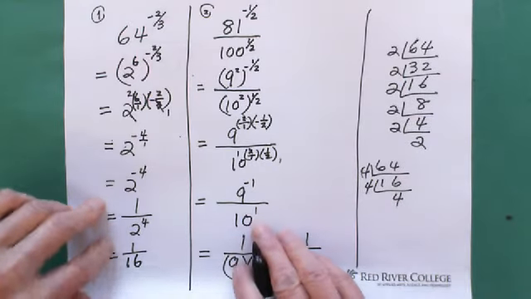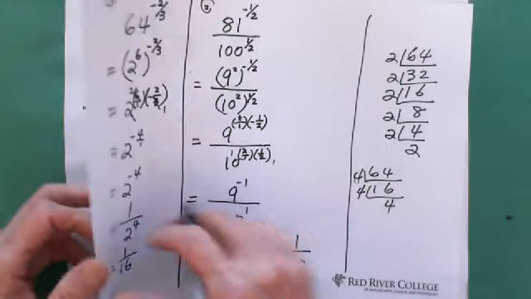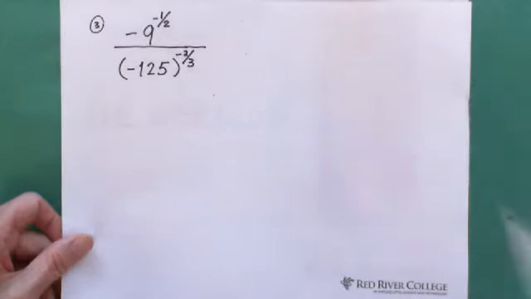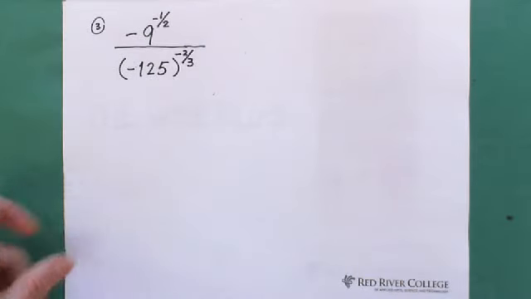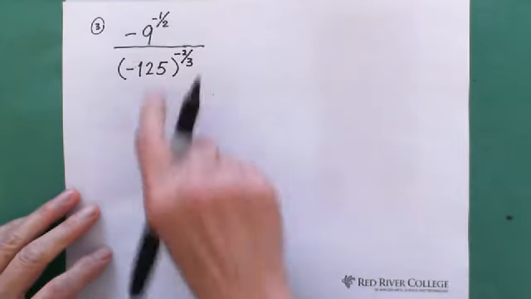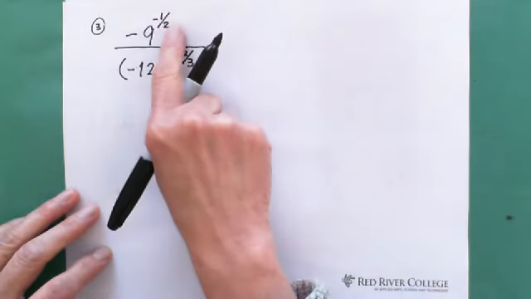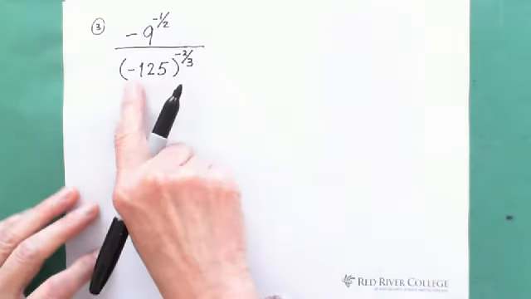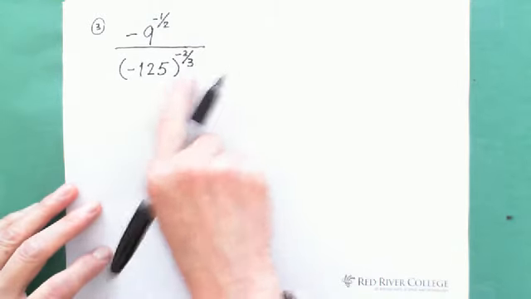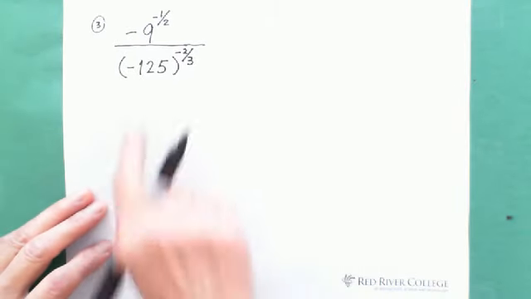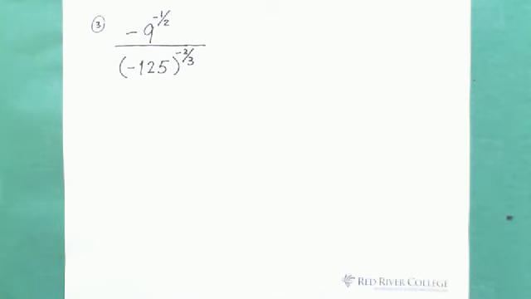The third question I will show you is here. Negative 9 to the negative 1 over 2 exponent, and the bottom has the negative inside the bracket. I made this question to show you how to deal with the negative on an exponent, or sometimes the negative inside the bracket, sometimes outside the bracket.